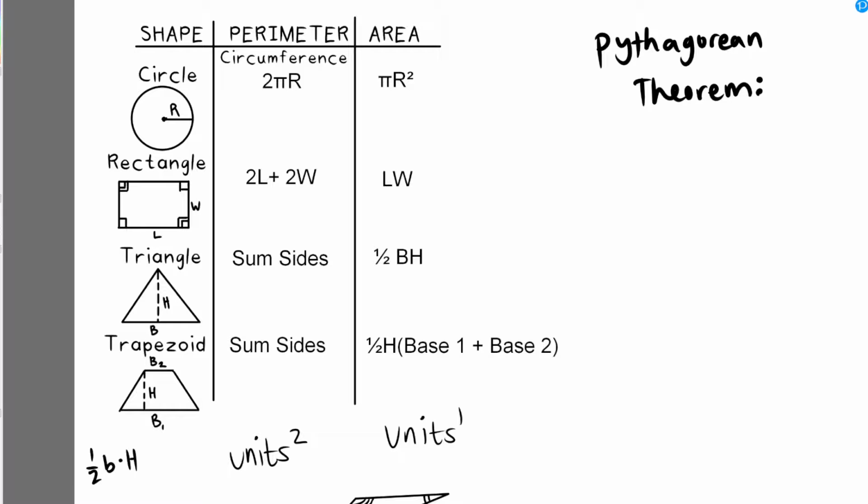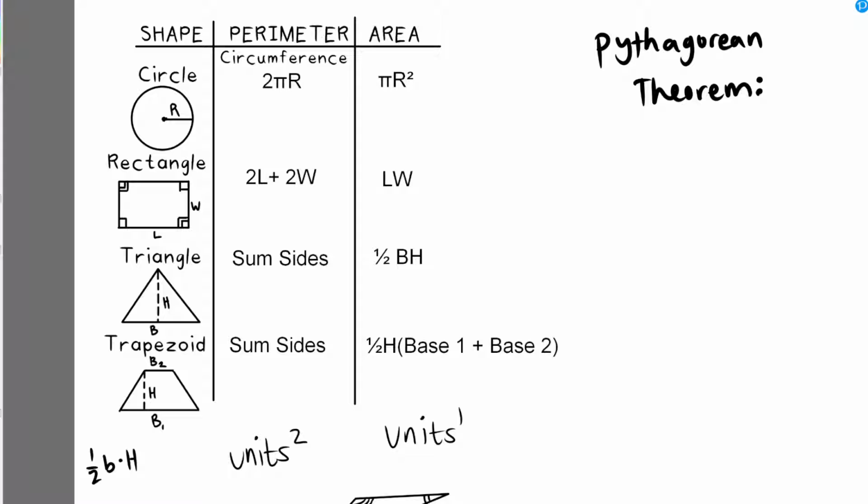For the reason why the area of a circle is pi r squared, I'll link a video that explains it a little bit better than I can. But you will need to know all of these formulas. For rectangles, the perimeter is going to be 2 times the length because there are 2 lengths that are the same, and 2 times the width because there are 2 widths that are the same.